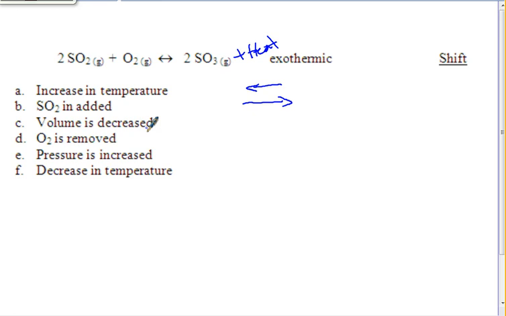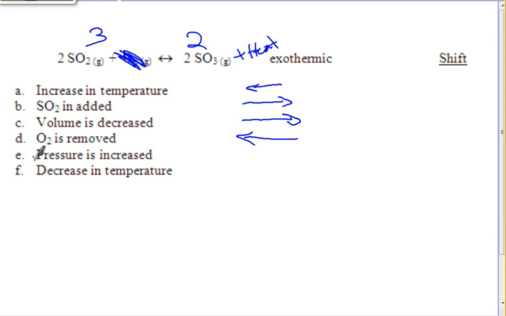Volume decreased. Is it going to go to the bigger side or the smaller side if the volume decreases? Smaller side. So we got to add them up though. This is 3 moles of gas. This is 2 moles of gas. So it's going to go to the right, which happens to be the small side. Oxygen's removed. This side of the reaction stops without oxygen, but it could still go towards that. When you remove something, the reaction will often replace what you've removed.